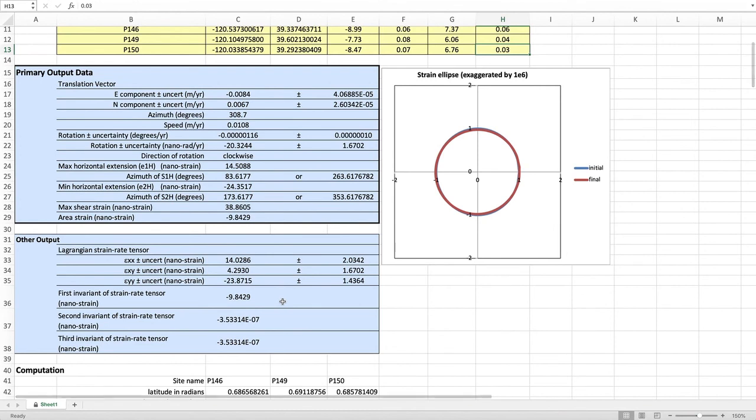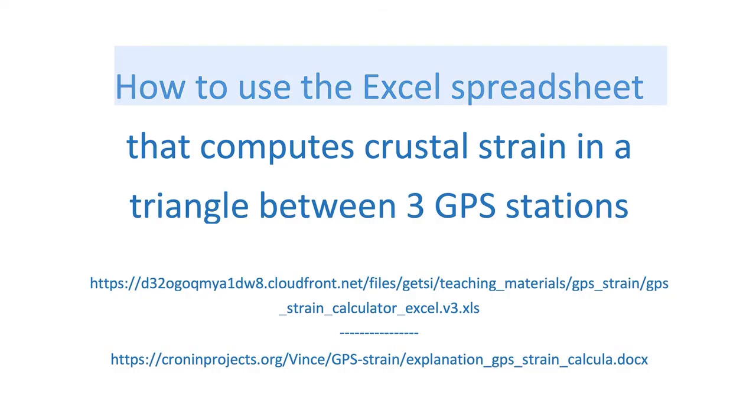Exactly what those numbers mean? Well, take a look at the accompanying document that explains the output of this process. And that's the lower of the 2 URLs that you see on the screen. So that's all we've got on this topic.